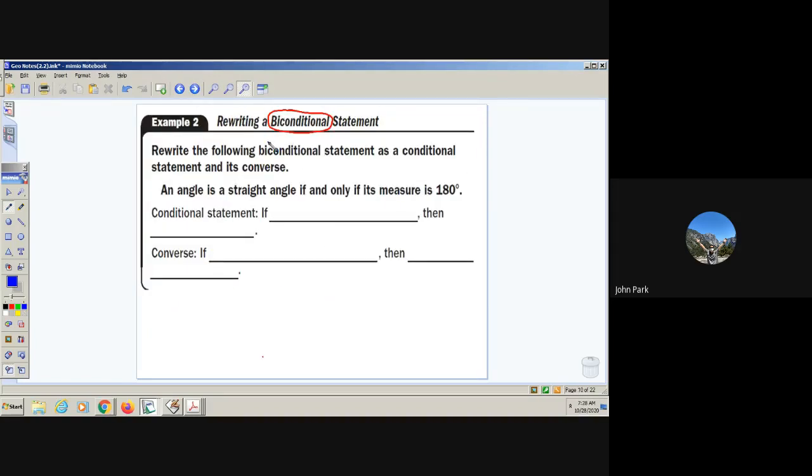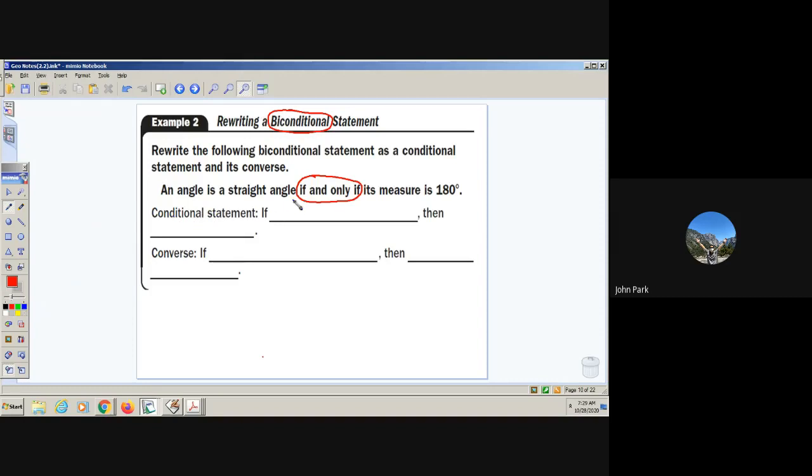So then here's the biconditional statement that we're going to focus on today. A biconditional statement has that magic phrase, if and only if. Whenever you see that phrase in the middle, if and only if together, then that's what we call a biconditional statement, right?